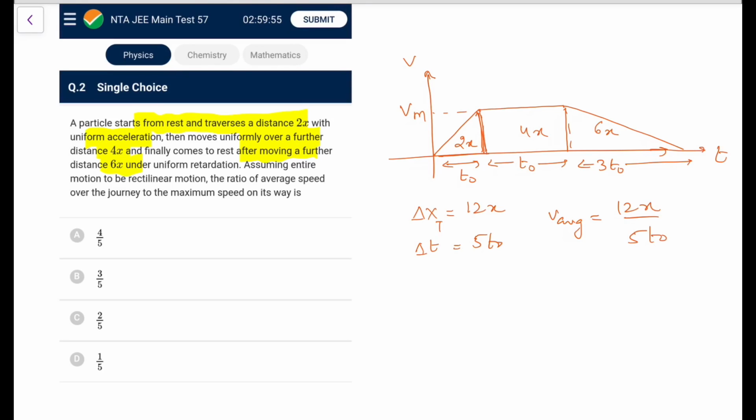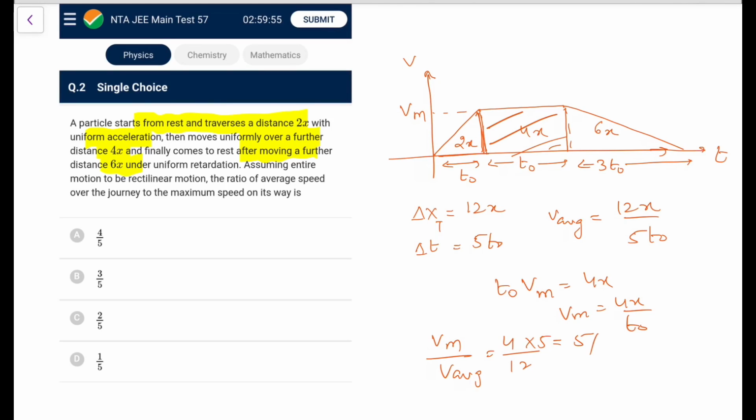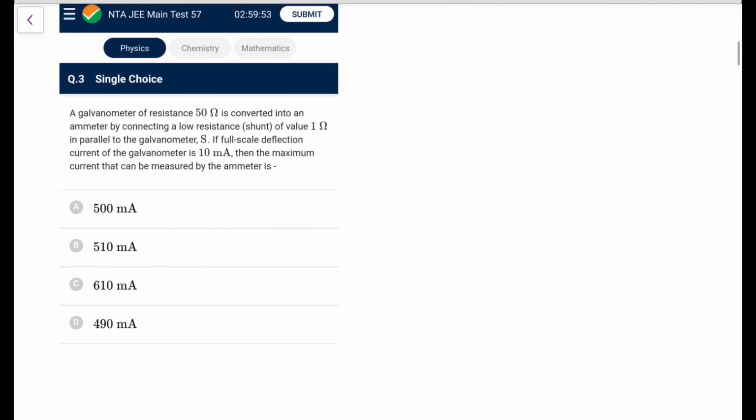And what about the maximum speed? The maximum speed I can write from here, this Vmax into t naught. T naught into Vmax is 4x, so Vmax is equal to 4x by t naught. So what you need to know, Vmax upon V average, that is 4 upon 12 into 5, that is 20 by 12, that comes out as 5 by 3. So average to max you are asked, so that would be 3 is to 5, so not a tough one, you can do this. It's a motion in 1D problem.